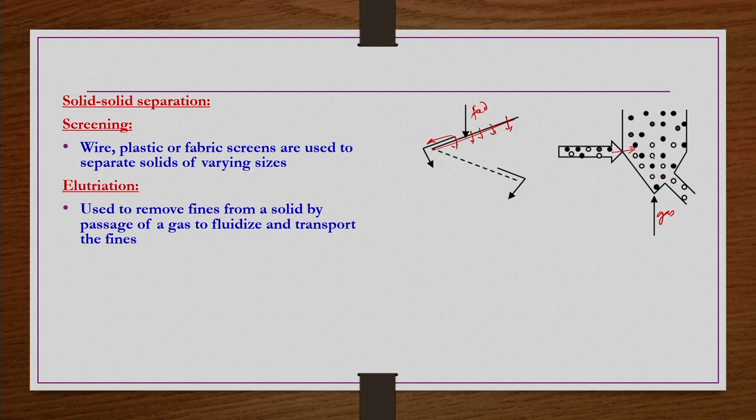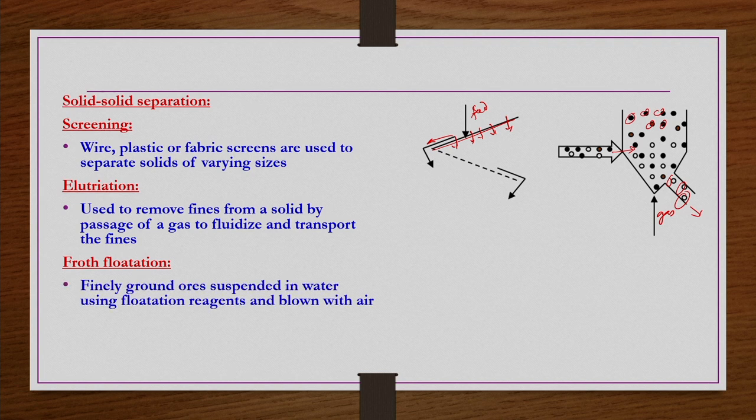Whichever particles are lighter, the darker ones here, will be fluidized and taken out separately as a different stream from the top, whereas the particles which are bigger, or which may not be fluidized because of this incoming gas velocity, will be collected as a different fraction from here like this. Next is froth flotation.